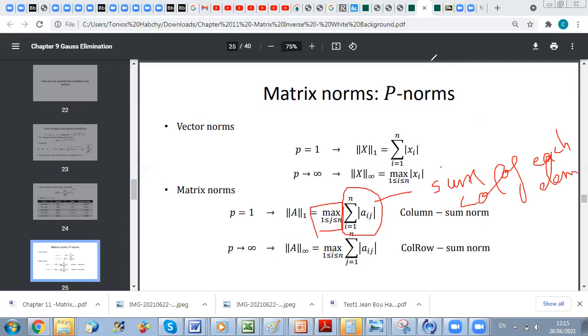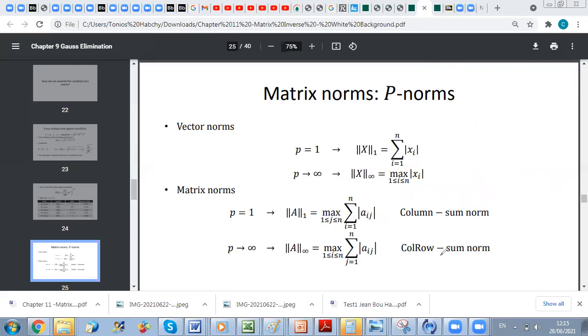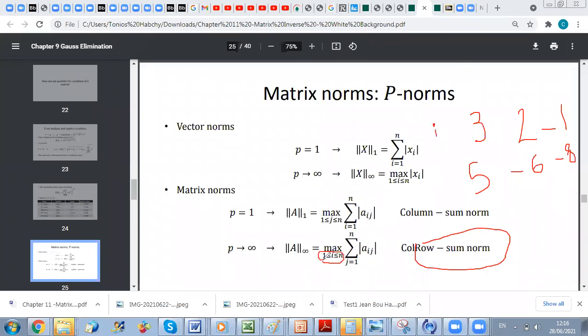Okay. Now, if you want to compute the row sum norm, if we take another example, for example, 3, 2, minus 1, 5, minus 6, 8, or minus 8, for example. Now, instead of varying first, now you will fix first the row. Okay, so here you vary i from 1 to n, and then you sum the elements of the row. So here I do 3 plus 2 plus the absolute value of minus 1. If I do the row summation, I get here 6.